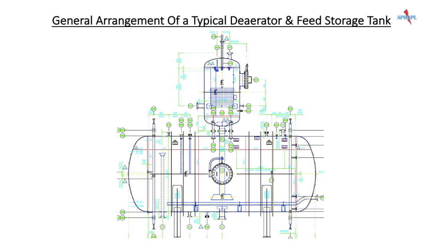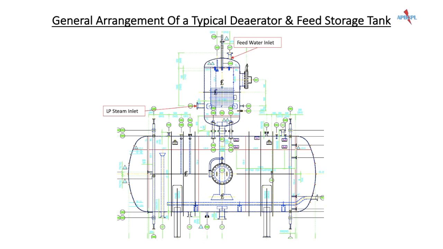Now let's see the general arrangement of a typical deaerator and feed storage tank. The deaerator sits on top of the feed storage tank and it is generally called the tower. It consists of the following. The feed water inlet to the deaerator, where the boiler feed water at a pH of 8.8 to 9.2 is supplied. A low pH in feed water could result in corrosion of the tower and internals of the deaerator and feed water storage tank. Next is the low pressure steam or LP steam connection in the deaerator.